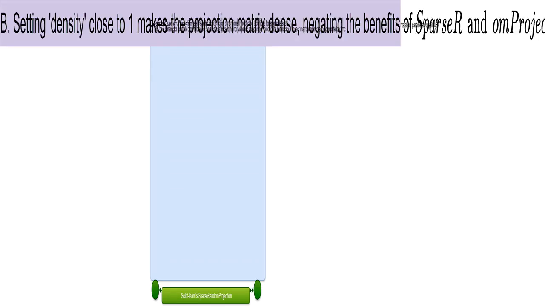Statement B is about setting the density parameter close to 1. I'm looking at what happens when the projection matrix is almost full of non-zero values. If that happens, the advantage of using sparse random projection for sparse datasets disappears because it no longer takes advantage of the sparsity in the data, and the computational advantage vanishes.